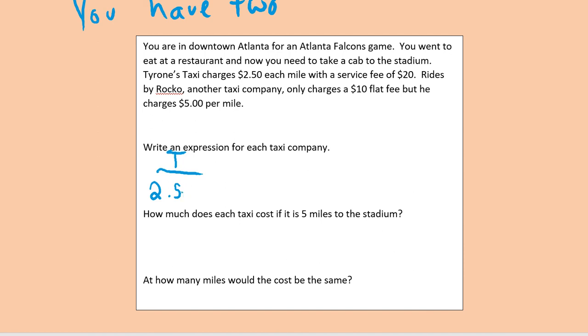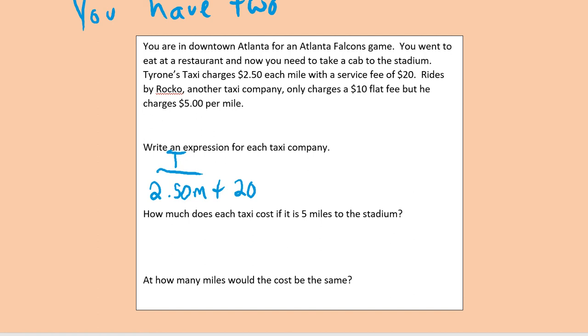I'd say 2.5M plus $20. A flat fee, that's how much it costs to get in the taxi to begin with. Okay? I mean, it costs $20 just to get in this car. And then it's $2.50 every mile.